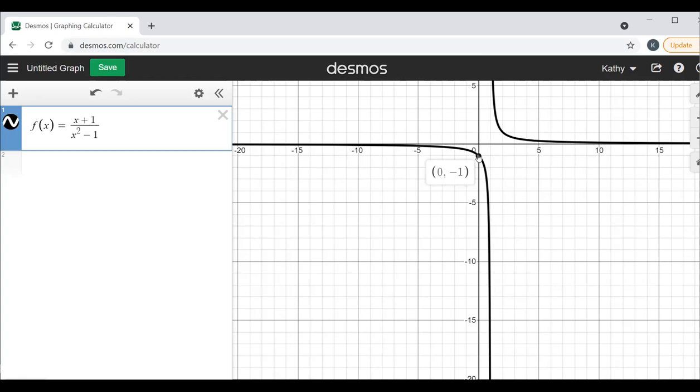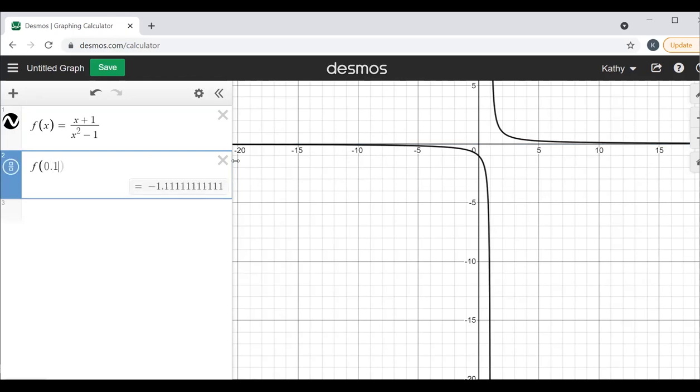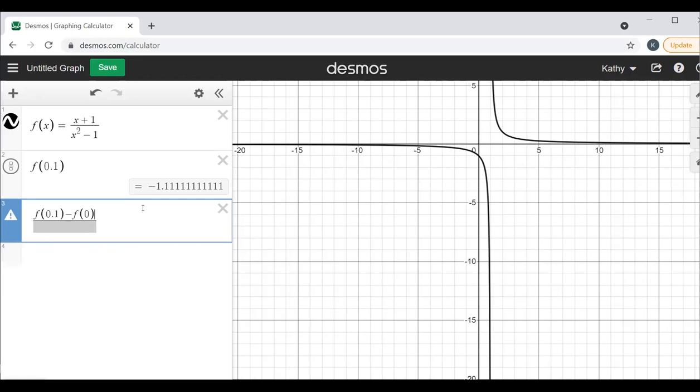But what I'm going to do is estimate the slope using points that are close to it. So I'm going to use 0.1. This is my y value. So x is 0.1, y is negative 0.11. To find the slope, I do change in y, let's do f of 0.1 minus f of 0, over change in x, 0.1 minus 0. That gives me negative 1.11111. So let's talk about what we did there.